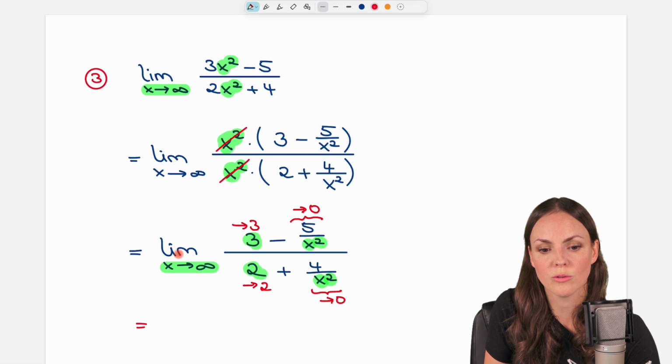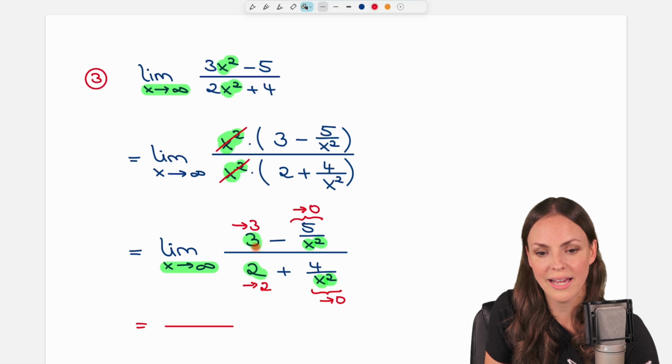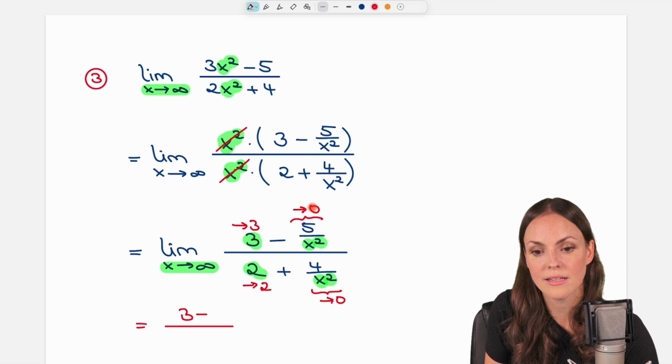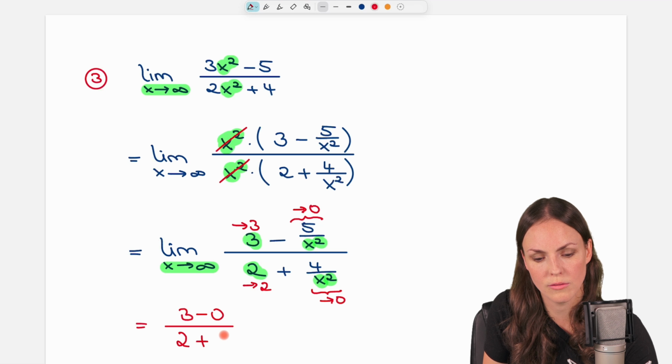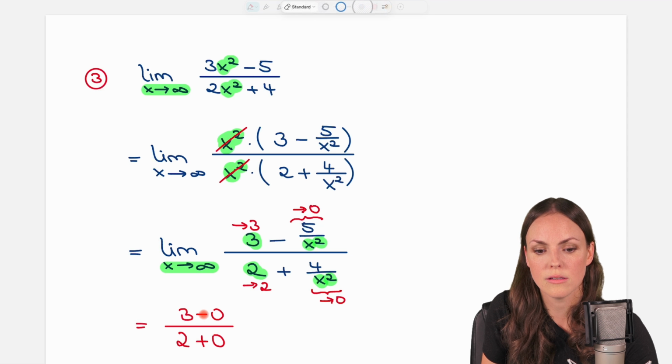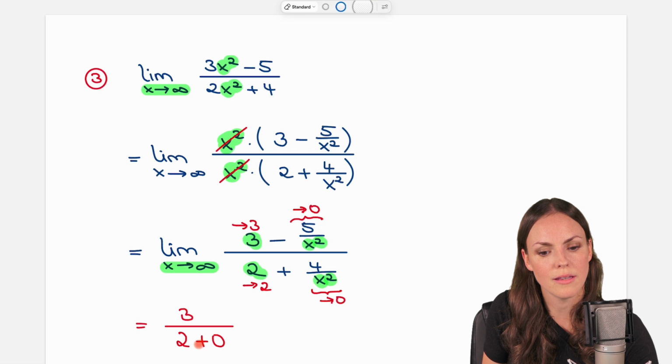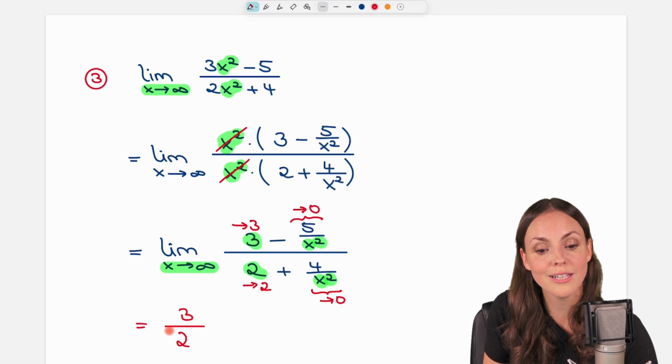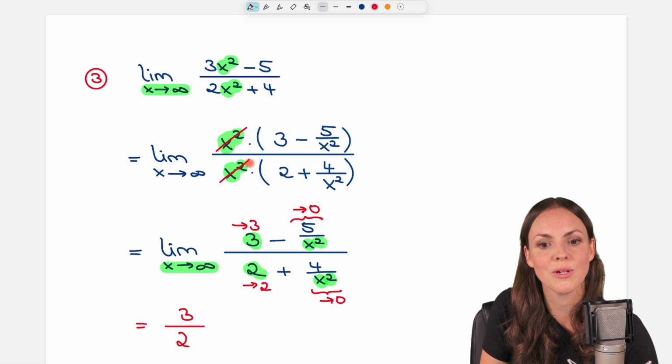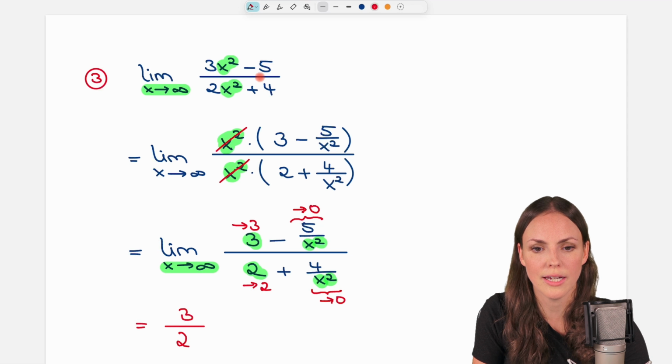So in total, for our limit, we have 3 minus 0. Down here we have 2 plus 0. The 0 is not important here. We found our limit, 3 over 2, of this function here.